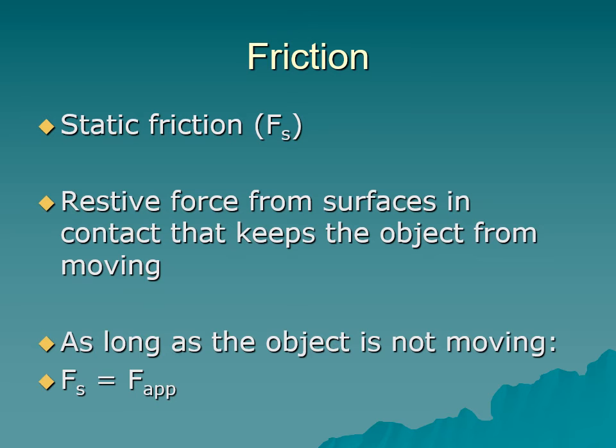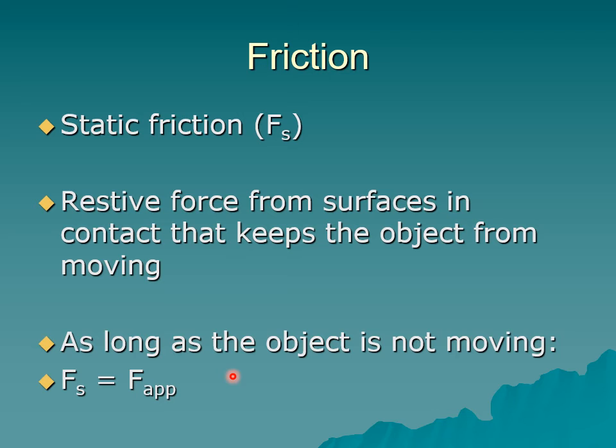And static friction is simply a resistive force that comes from surfaces in contact that keeps the object from moving. As long as the object is not moving, we know that the static friction force is going to equal the applied force. So those two are going to be equal as long as the object's not moving. So that's you pushing on something on the desk, and it actually doesn't move.